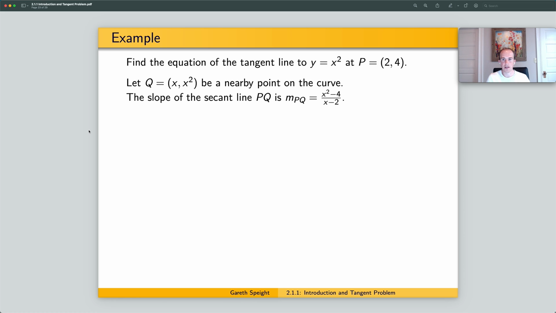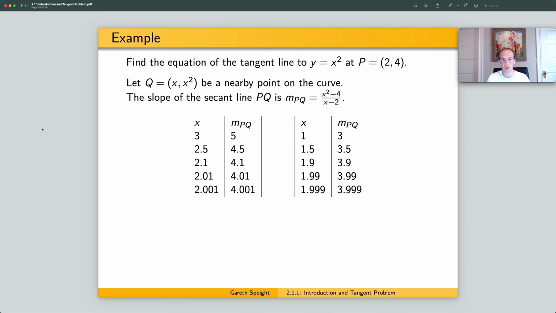So remember we said that we can calculate that by doing change in y divided by change in x. So the slope of the line from P to Q is just change in y divided by change in x. So we have change in y is x squared minus 4 divided by change in x, which is x minus 2. Okay, so the slope of the line from P to Q is (x squared minus 4) over (x minus 2). Okay, and then we want to compute that for different points Q as Q gets closer and closer to P. Okay, so what do I mean?